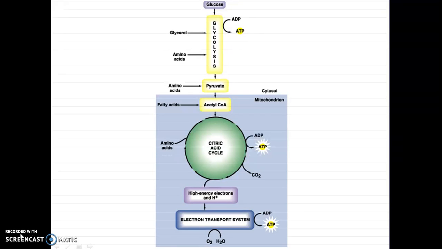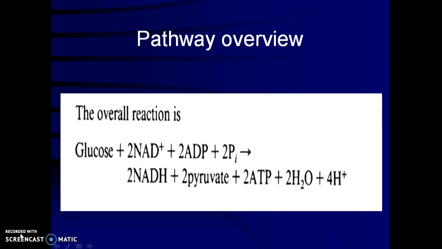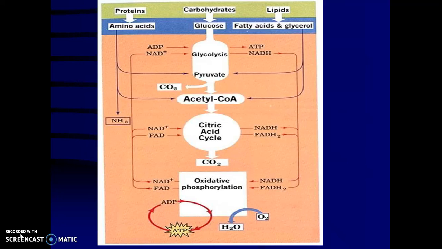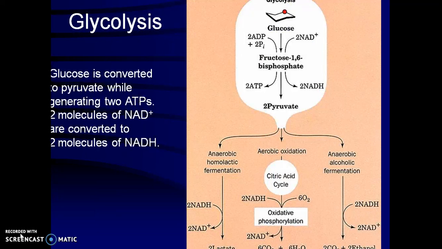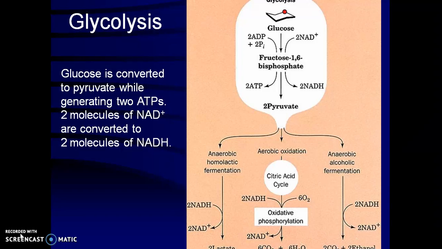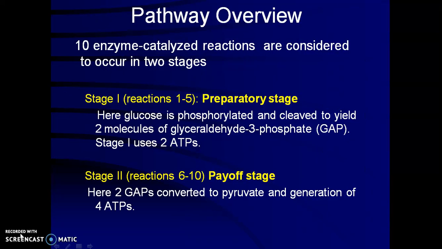This can be considered as an overview of what happens to most of the glucose molecules that enter into our system. And let us see the overall reaction of the pathway. During glycolysis, glucose is converted to pyruvate while generating 2 ATPs. 2 molecules of NAD+ are also getting converted to NADH. The pathway overview can be as follows.